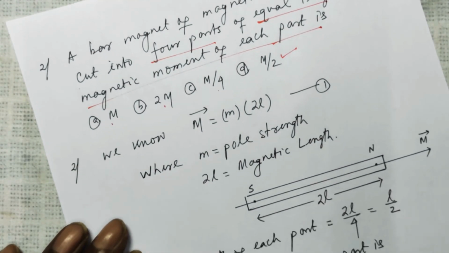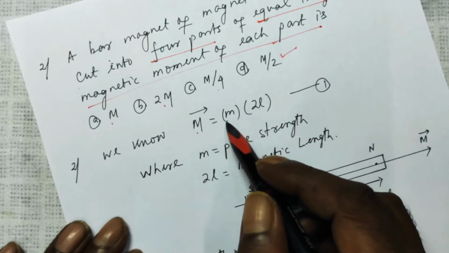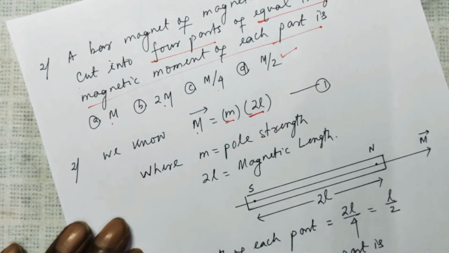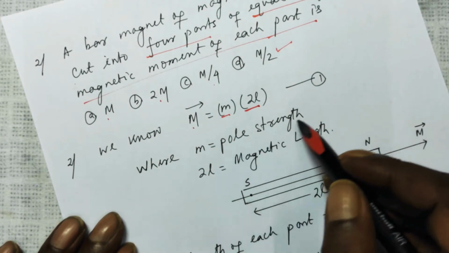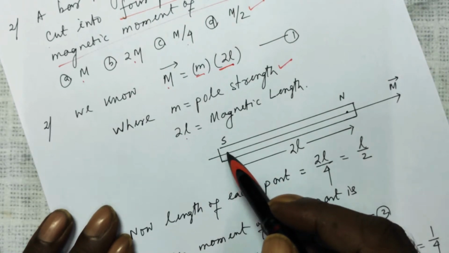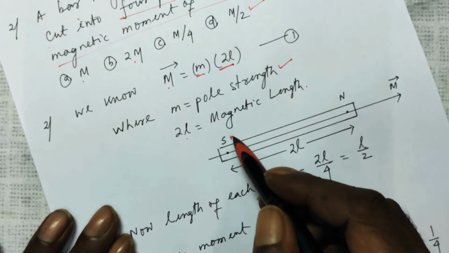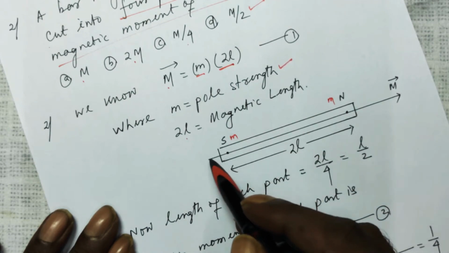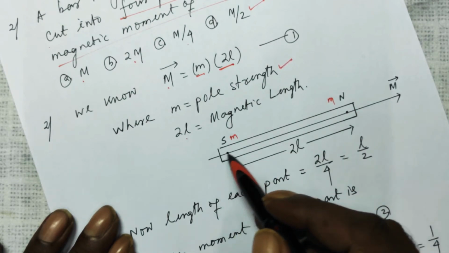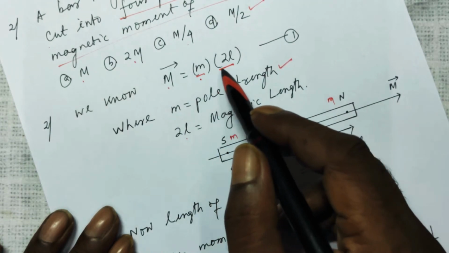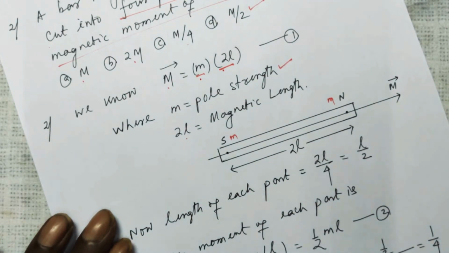So as we know, magnetic moment is pole strength times the distance between the two poles, that is the magnetic length, where m is the pole strength and 2l is the magnetic length. So the pole strength of this is m, the pole strength of this is also m, the distance is 2l, and the magnetic moment, as I have explained, is directed from south to north. It is a vector quantity. It is pole strength times the length.